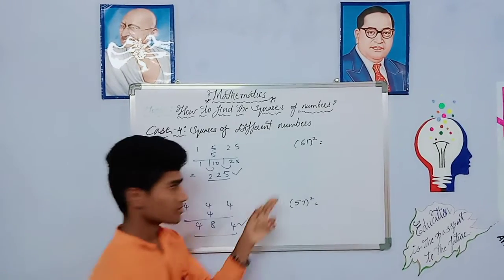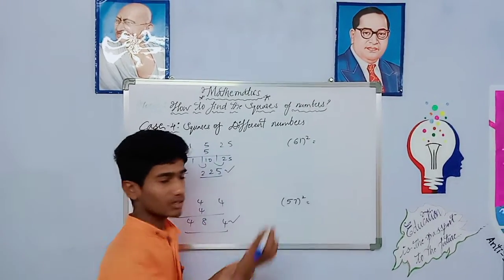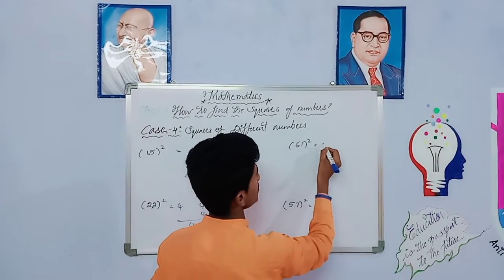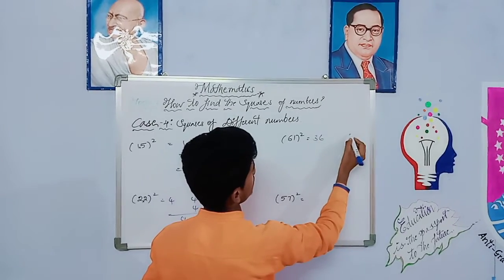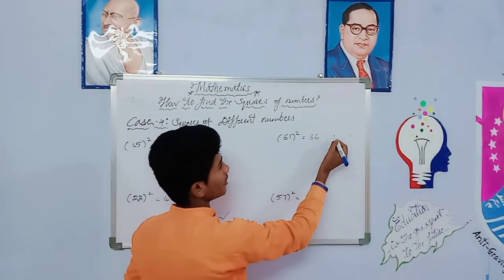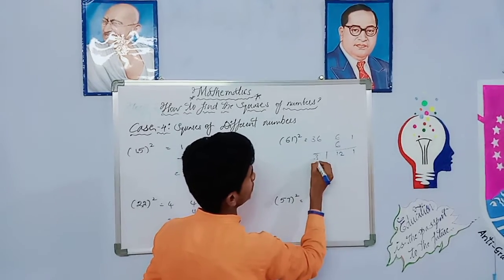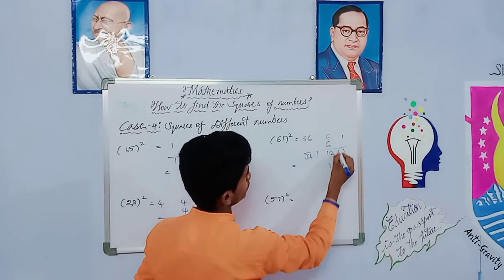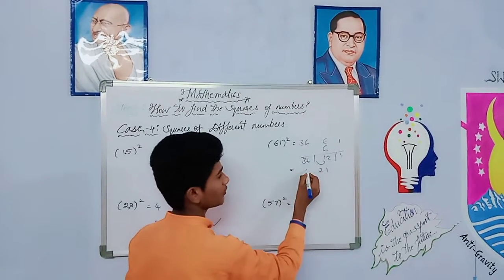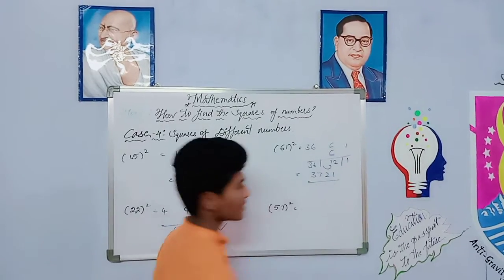Okay, 61 squared, ending with 1. But the numbers 1 and 6 are different now. So 6 squared equals 36, 1 squared equals 1. In the middle you have to multiply: 6. Add the same digit in the middle: 12. So 36, 12, 1. Now 12 carries 1 to the left, 37. 3721.